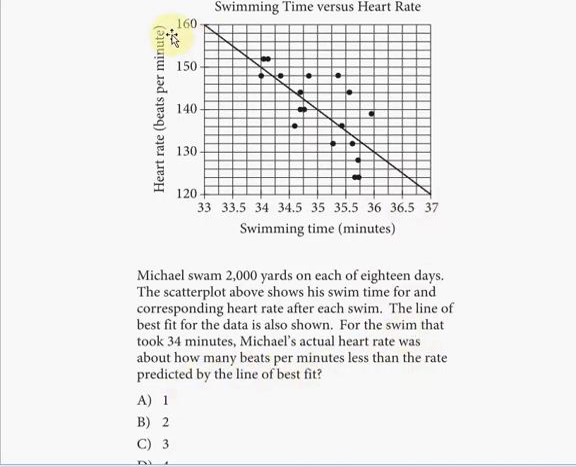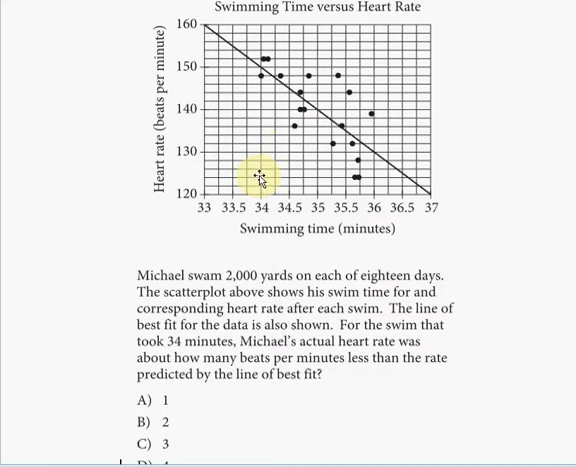So the line of best fit predicts, it's an average trend based on the randomly distributed points that you see. So these points represent what? The heart rate, the number of beats per minute, based on the swimming time. So the swimming time is the horizontal axis, which is given in minutes, and the heart rate, the beats per minute, is the vertical axis. So it asks you for the swim that took 34 minutes. So the first thing you have to do is locate the 34 minutes swimming time, which is this vertical line.